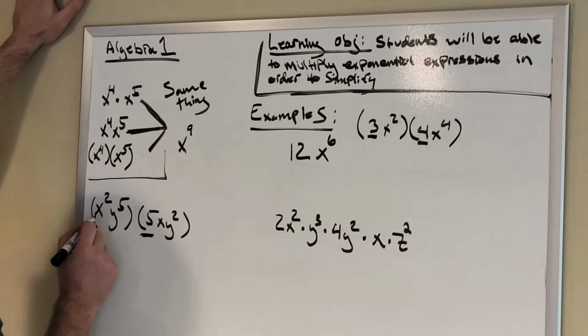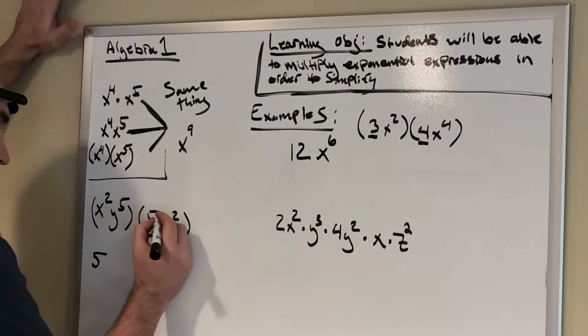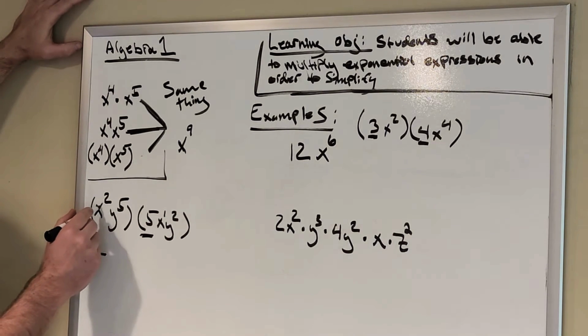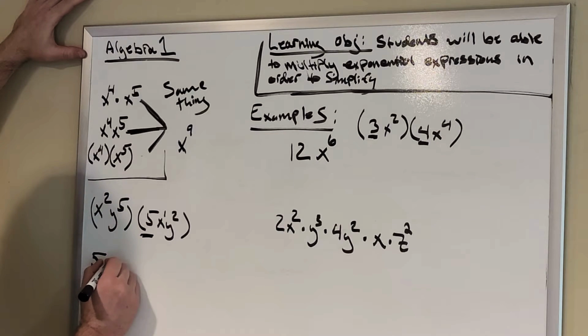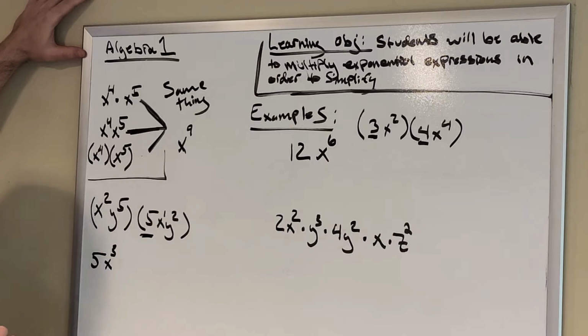So I'm going to start with my x's. I have x squared. What else do I have for an x? Oh, just a regular x. But we've got to remember, when just an x is there, it's actually x to the 1st. So I got to take the x squared and multiply it by x to the first. So I'm going to add my exponents. 2 plus 1 is 3.